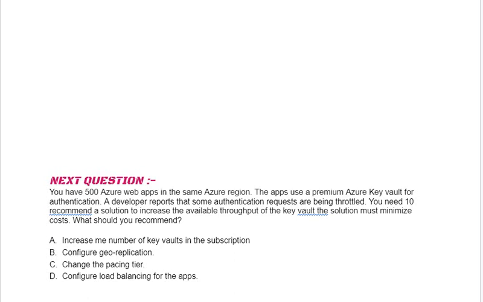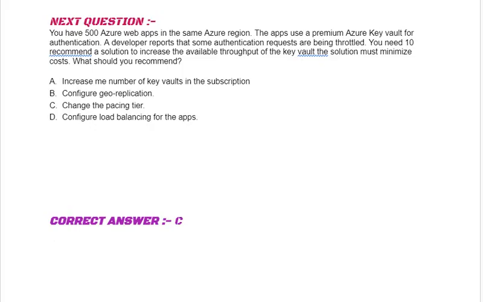Increase the number of key vaults in the subscription. Option B. Configure geo-replication. Option C. Change the pricing tier. Option D. Configure load balancing for the apps. Correct answer is option C.